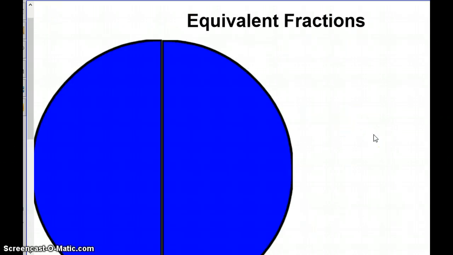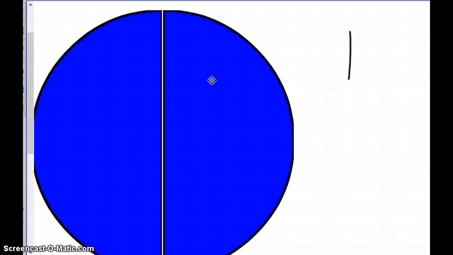So here's another great example of equivalent fractions. Here we have one whole circle. Okay, this is equal to 1. But we could break this up, and you'll see that we actually have two halves. So those two halves are equal to one whole.